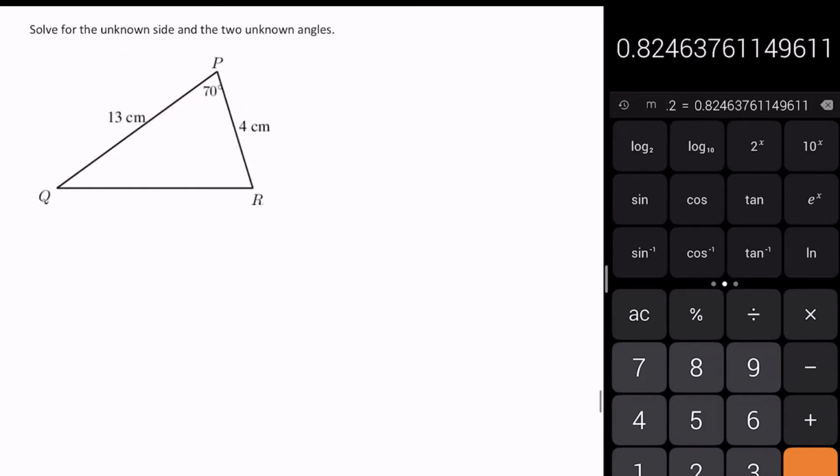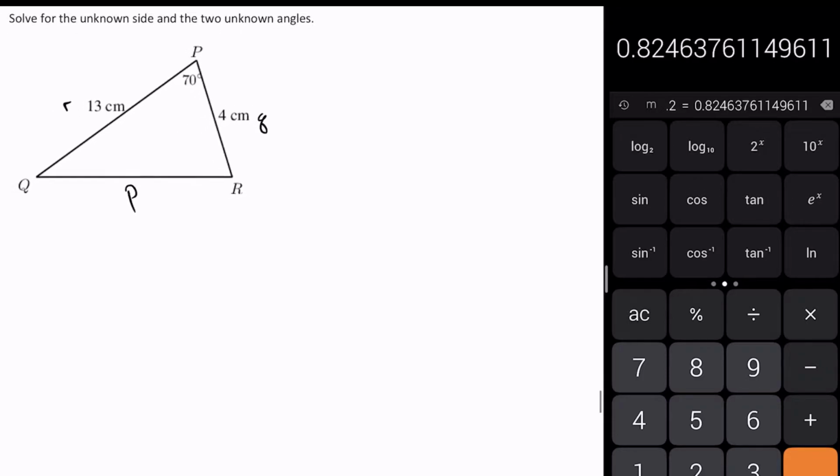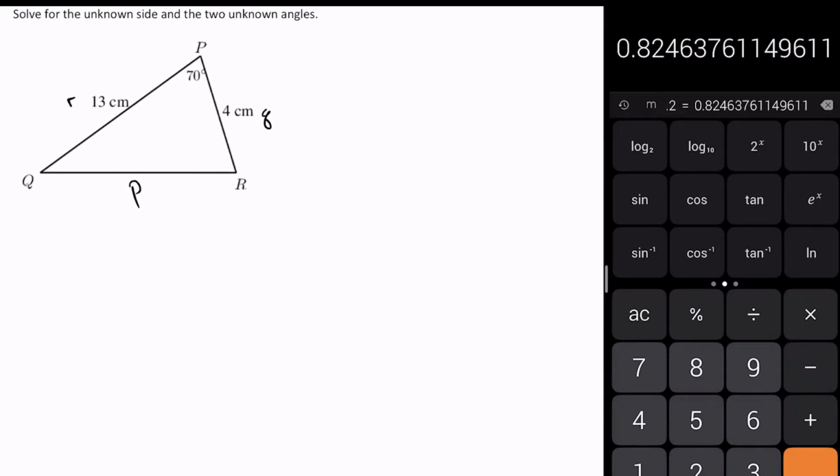We're going to solve for side P here. This is going to be side Q. This is lowercase r. And we know that P squared is equal to r squared plus q squared minus 2rq cosine of angle P. So let's set it up. Let's put the numbers in.